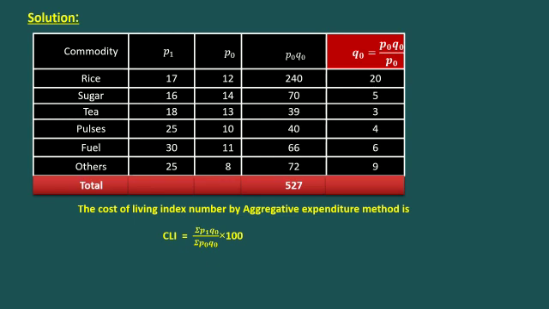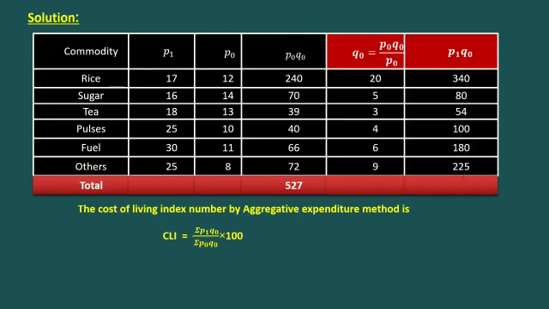Now, since we know Q0 values, we can compute P1 Q0 for each of the commodities. So for the first commodity, we have current year price 17, base year quantity is 20, and 17 into 20 gives us the answer of P1 Q0 as 340. Likewise, we compute P1 Q0 for other commodities. Then, when we add the values of P1 Q0, we get summation P1 Q0 as 979.